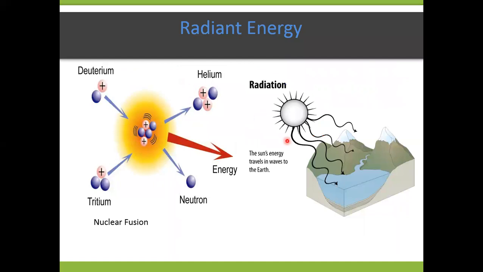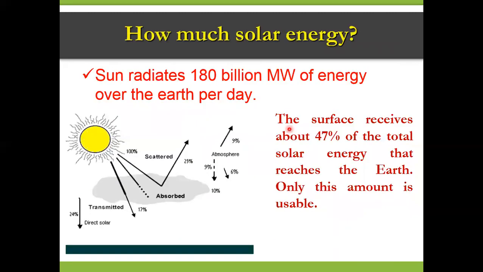We know that the sun's energy travels through radiation. So how much solar energy is there? The sun radiates around 180 billion megawatts of energy over the earth per day. The surface receives about 47% of the total solar energy that reaches the earth, and only this amount is usable. Whatever energy comes from the sun, only about 40% we are utilizing.